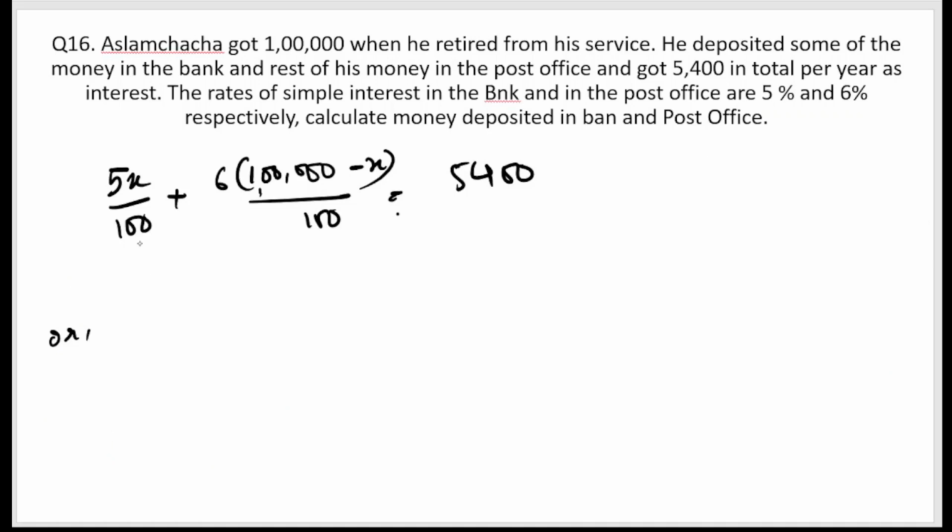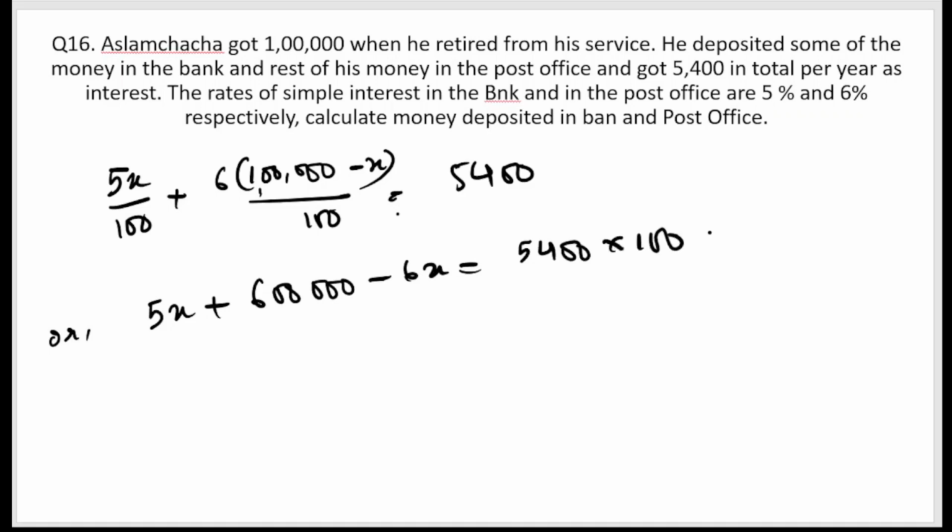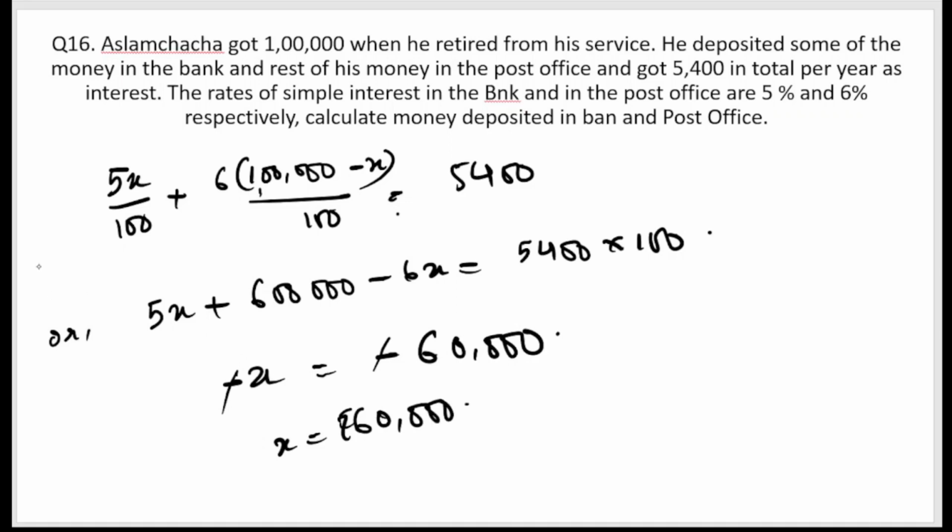Now you can solve this. You can take 100 denominator common, so this will become 5x plus 6 lakh minus 6x equals 5,400 into 100. Now this will be minus x and this will be minus 60,000. Minus and minus get cancelled and x is 60,000 rupees. So the amount that is deposited in the bank is 60,000 rupees. And what is the amount deposited in the post office? That is 1 lakh minus 60,000, which will be 40,000.